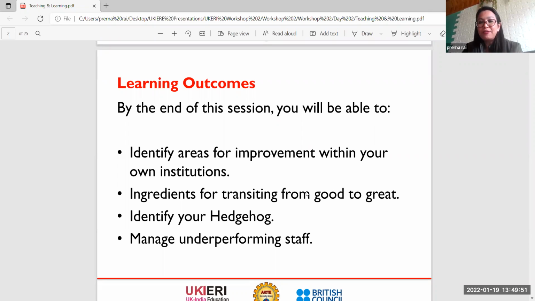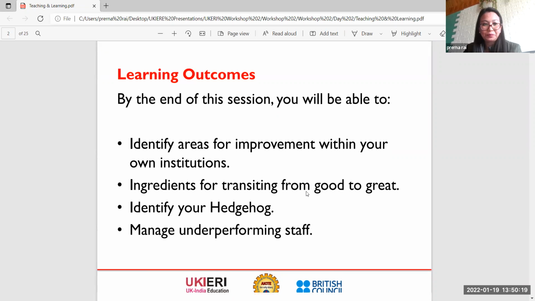You'll also be able to identify your hedgehog. How can you apply the concept of hedgehog and not a fox? And also you will be able to identify the various problems of staff underperforming and how to manage it. So these are some of the outcomes that we will know by the end of the session.